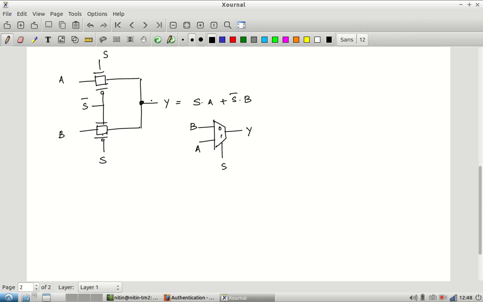This junction over here is pretty much doing exactly that. It's doing a wired OR. Right? How is it a wired OR? Because at any point in time, only one of these two paths is going to be active. Whichever one of them is on, that input is going to come through to the output.